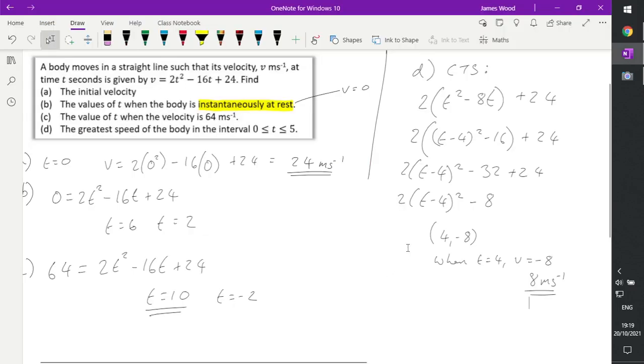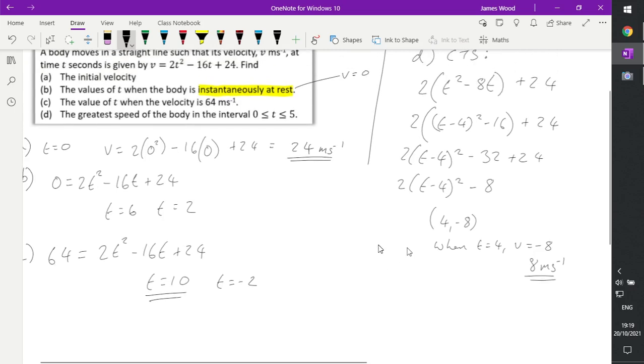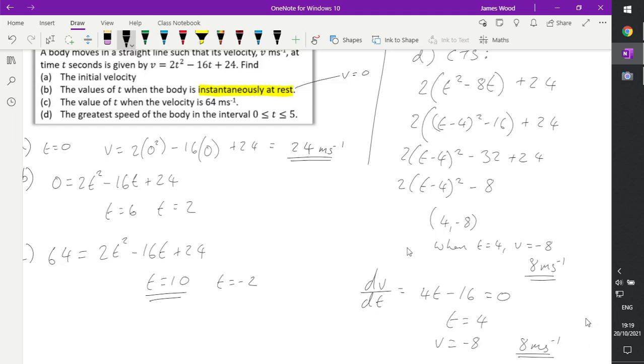If we did it by differentiation, now we're differentiating v. Okay, so it's not going to be dy by dx, it's going to be dv by dt. Okay, change in velocity over change in time. Now if I differentiate this, I will get 4t minus 16. And then I want to solve that equals 0 to find the stationary point where the gradient is 0. So then t is 4. And then substitute it back into v. So that v would be minus 8 like we found before. Okay. So we get the same answer by doing it that way. Doesn't really matter which way around you do it.